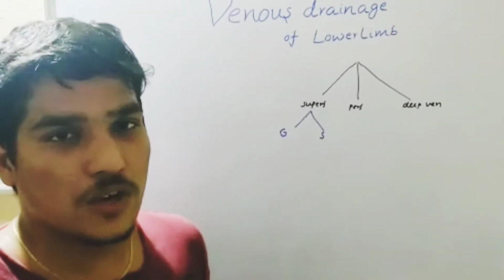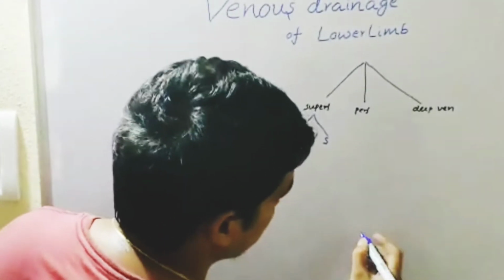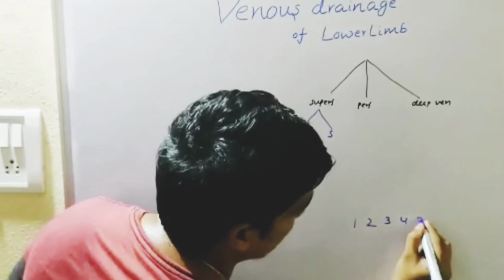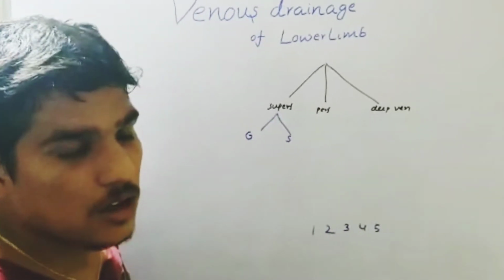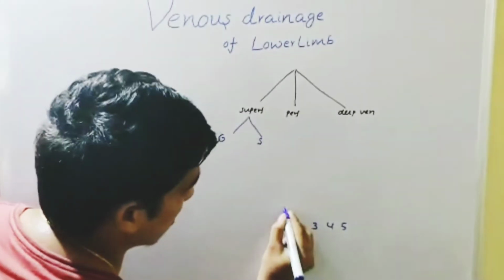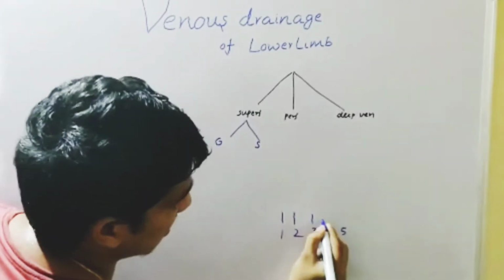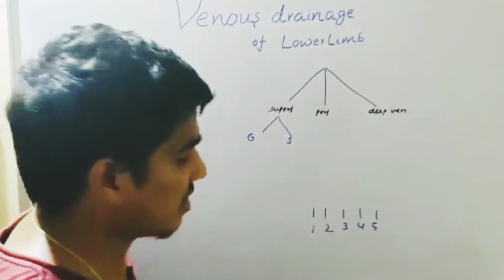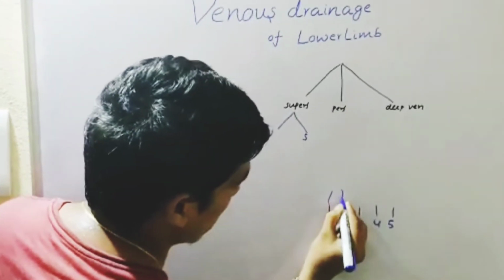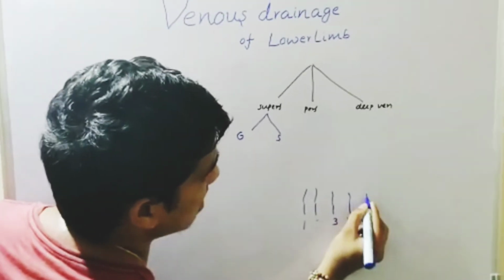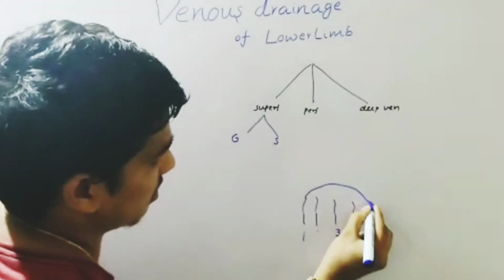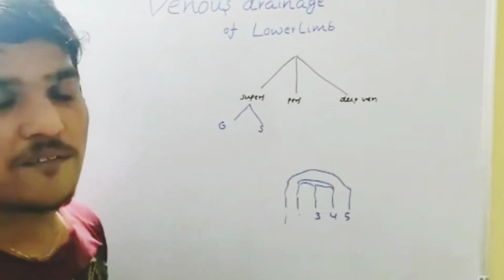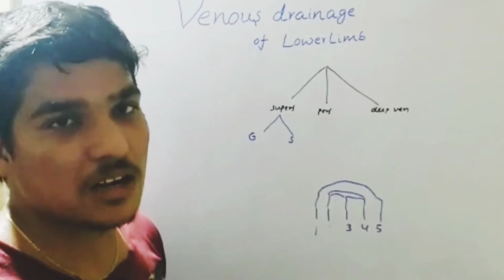Looking at the diagram, we have five digits. Name them 1, 2, 3, 4, 5. From the five digits, five veins arise, known as the five digital veins. These further continue as the five metatarsal veins. These metatarsal veins form a venous arc. This is known as the dorsal venous arc as it is present on the dorsum of the foot. If it is present on the plantar side, it is known as the plantar arc of the foot.